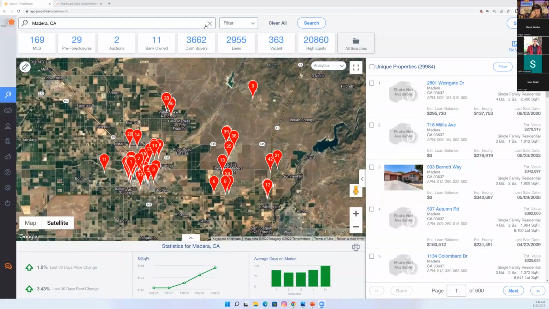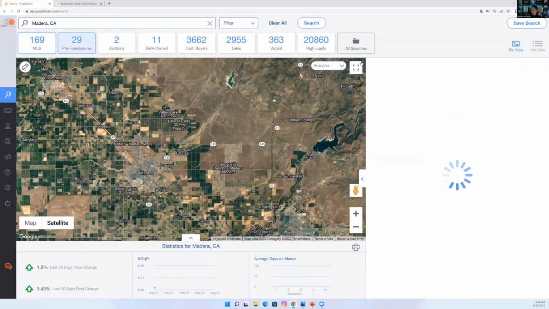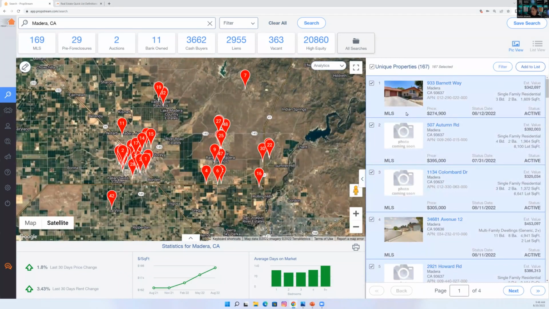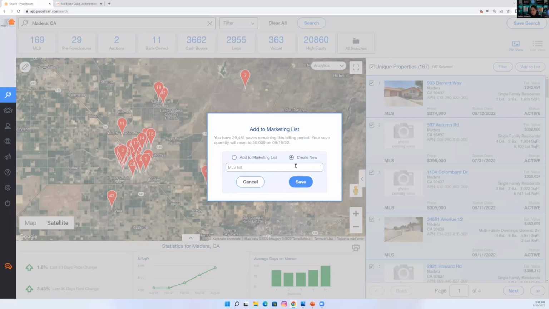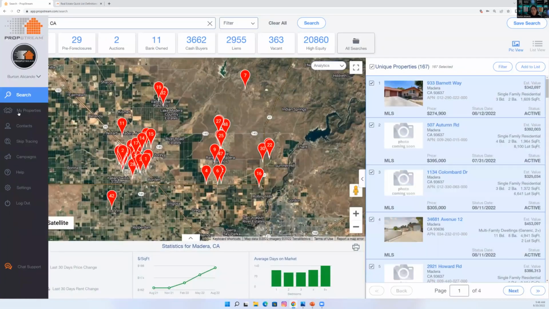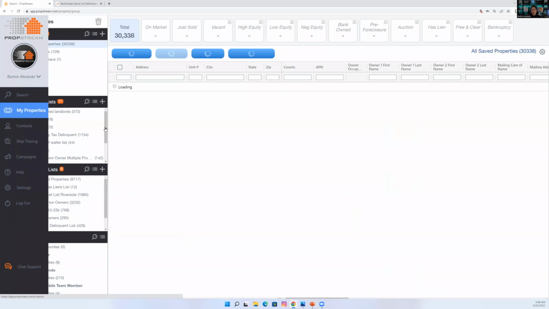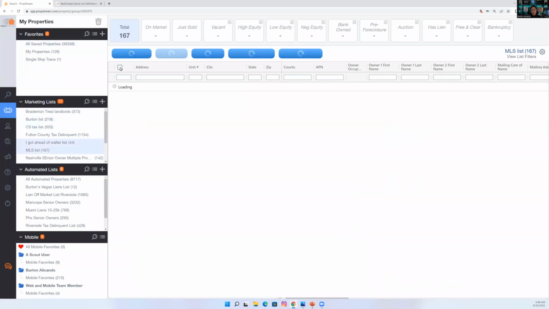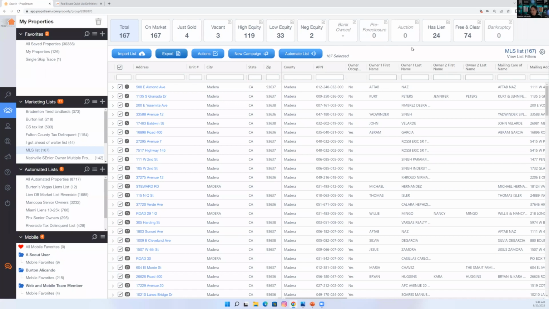How can you extract agent lists from PropStream? Once you save a list, let's say I go to Madeira and I save these 169 MLS properties, so let me just call it the MLS list. Once you save a list that's been listed on the market, or a failed listing or sold listing, you first have to save the list. During the trial period, you'll have 50. If you're a subscriber, you'll have 10,000. Once you save the list, go to My Properties, which is like your filing cabinet, and locate your list. But before you check it off and hit the export button, head over to the far right.